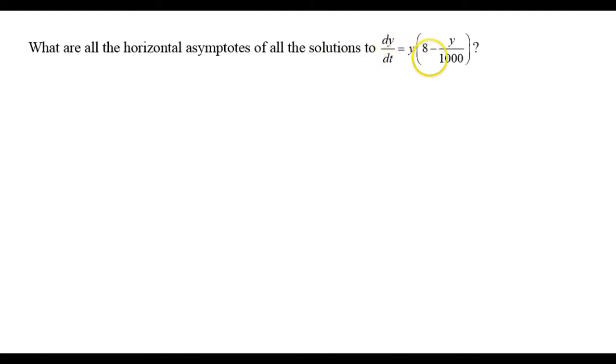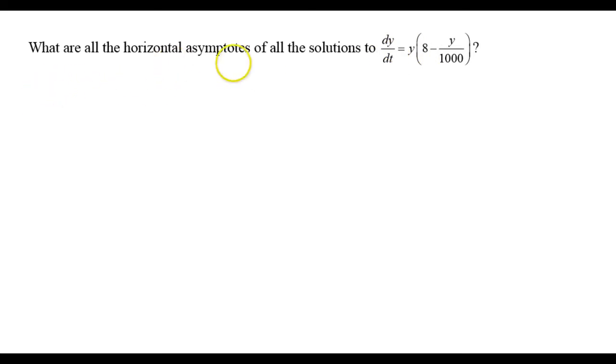Alright, in this next problem, what are all the horizontal asymptotes of all the solutions to dy/dt equals y times the quantity 8 minus y over 1,000? Just when you think you've got this concept down, I'm throwing a little bit of a curveball at you. The question's asking us to find all the horizontal asymptotes to this general logistic differential equation. We're not told that this represents a population. This is just a differential equation, dy/dt.